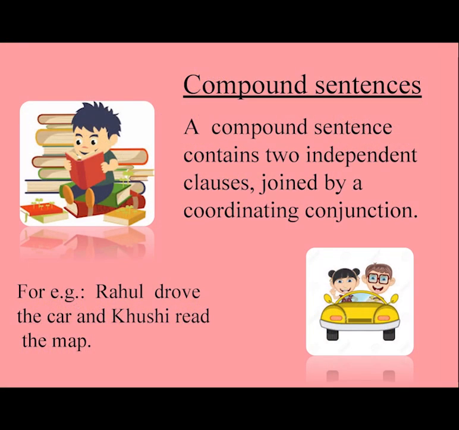Compound sentences. A compound sentence contains two independent clauses joined by a coordinating conjunction. For example, Rahul drove the car and Khushi read the map. Here, Rahul drove the car is one sentence and Khushi read the map is the second sentence, which is joined by a word, and. And is the coordinating conjunction. So, a conjunction is a word which joins two sentences.